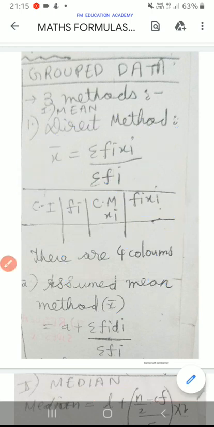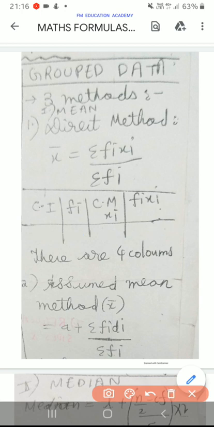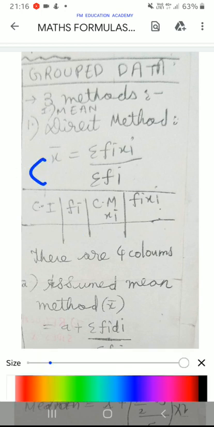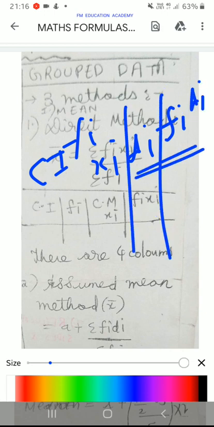That is the direct method. Then what is the assumed mean method? So how many columns are there in the direct method? 4 columns are there, 1, 2, 3, 4. In the assumed mean method you have 5 columns. What are the 5 columns you will have? You will have class interval. Here also you will have frequency Fi. You will have class mark Xi. The fourth column is Di and the fifth column will be Fi Di. These two are extra here, Di and Fi Di. So how many columns are there in total? 5 columns are there in the assumed mean method.